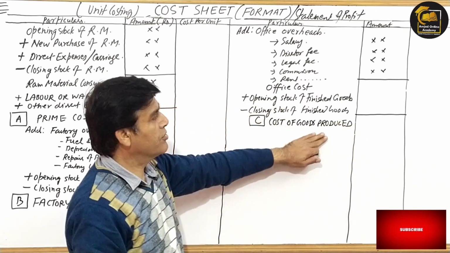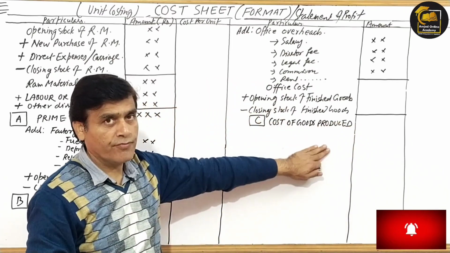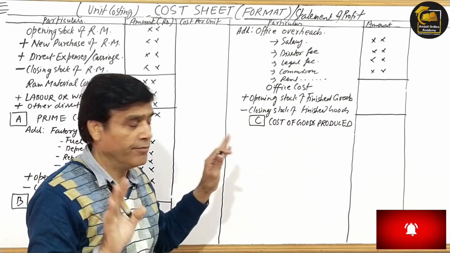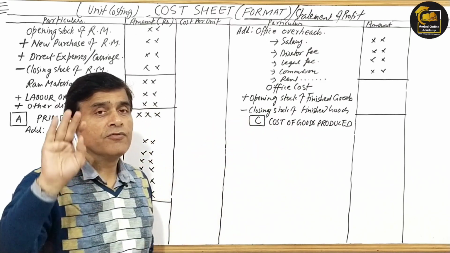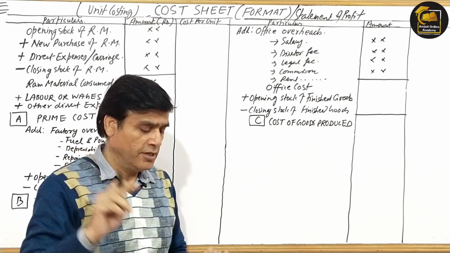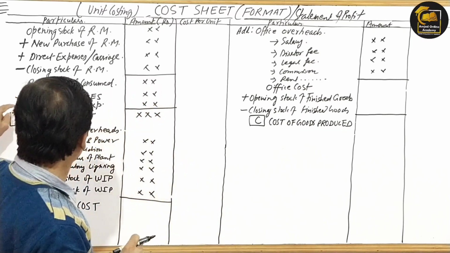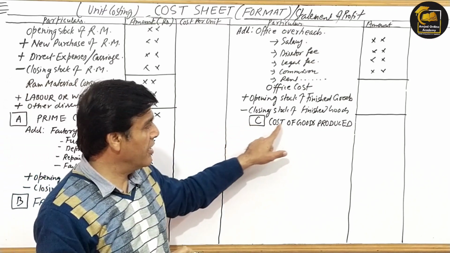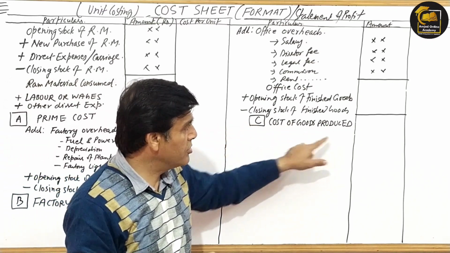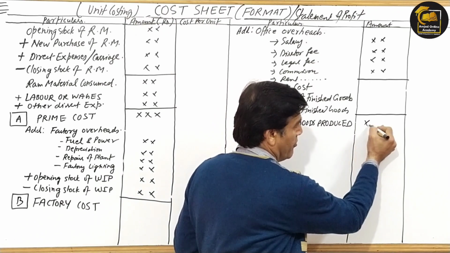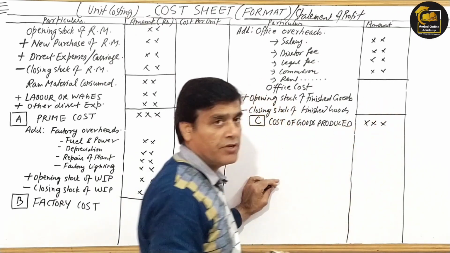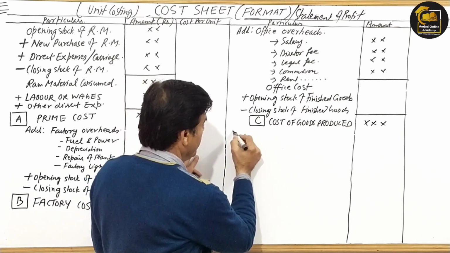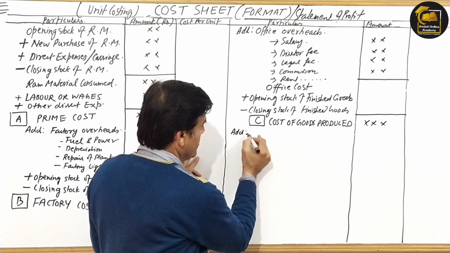This will be known as the cost of goods produced. Understood? ये आपका cost of goods produced है. अभी आपके 3 हेड आ गए. मैंने बताया ना कि there are 4 heads, 4 main heads of the cost sheet. One is prime cost, another is the factory cost, and now the C head we have calculated, the cost of goods produced. Whatever will come here, in figures.